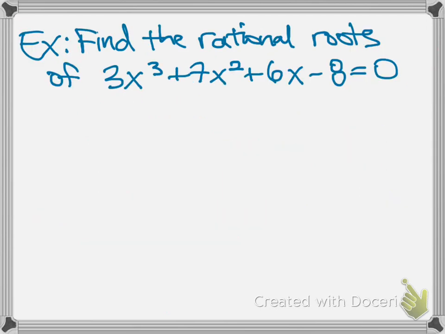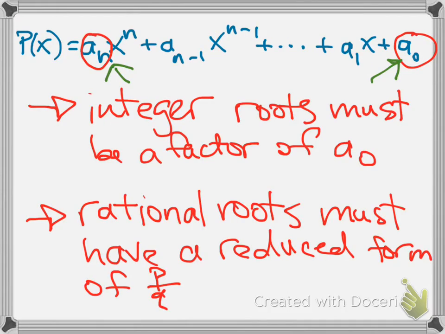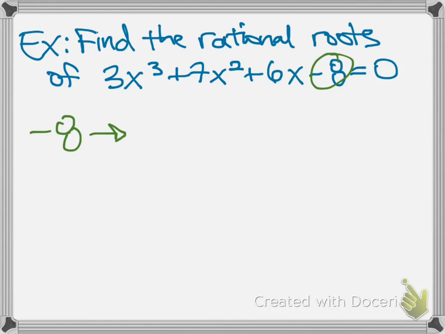So let's say we have this polynomial, 3x cubed plus 7x squared plus 6x minus 8 equals 0. We want to find the rational roots of this polynomial. So first of all, let's take a look at our constant term right here. Our constant term is negative 8. So that tells us, using this first fact from our rational root theorem, that if there is an integer root of our polynomial, then it has to be a factor of our constant term, which in this case is negative 8. So that means we need to list out all the possibilities.